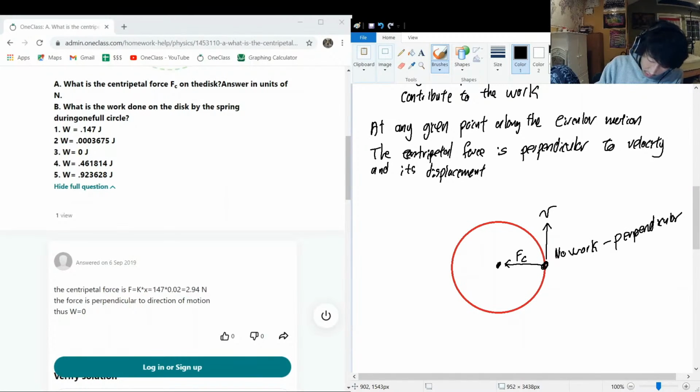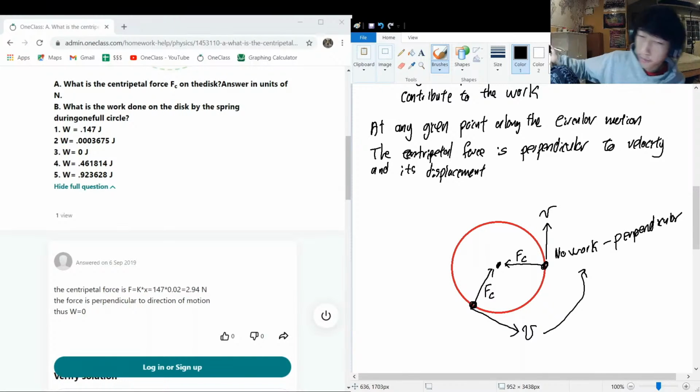And maybe right here, we have a similar story going on. The centripetal force F_C is going towards the center, and the velocity is going this way. So we have another situation just like that. There's no work. The force and the velocity are perpendicular to each other, meaning the force and how it's moving in response to that force are perpendicular. There cannot be any work done as a result of that, which means that the work is 0 joules.